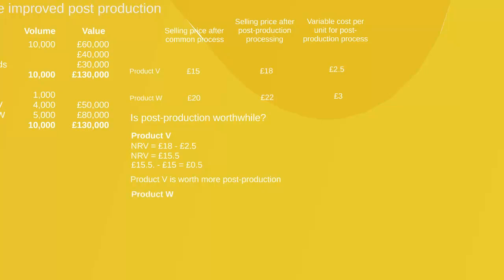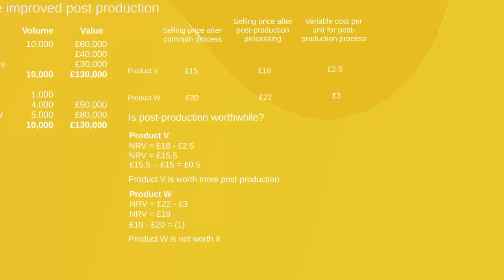But can the same be said for product W? Well, the net realizable value here is the £22, that's the selling price post-production, minus the variable costs, giving us £19. Now, of course, it sells for £20 after the common process, giving us negative £1 once we deducted that common price from the post-production realizable value. So it's not worth it for product W.